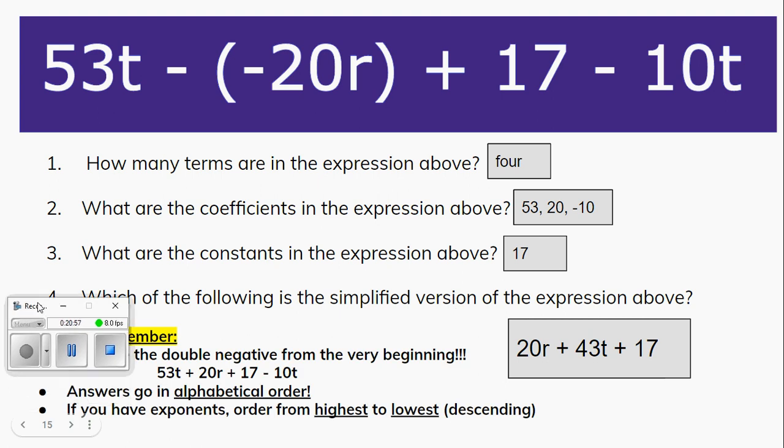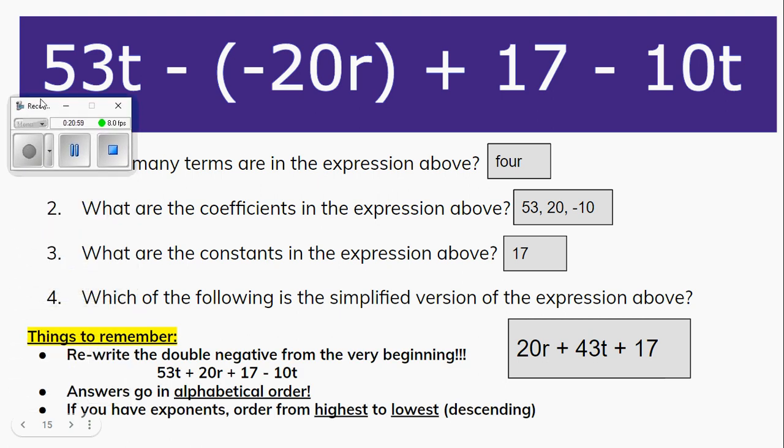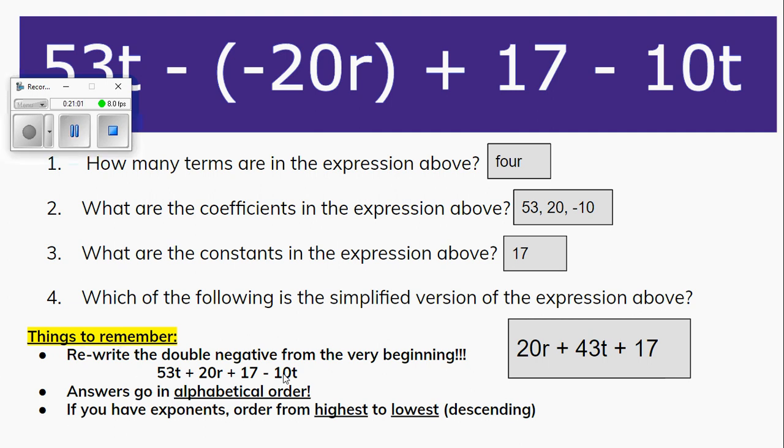Now again, in those things to remember, if you haven't already written that down, the answers are always in alphabetical order. Alphabetical order will always win. And if you have any exponents, remember to order them from highest to lowest. We don't have any here, but I just wanted to remind you of that. And in this problem, we had to rewrite the double negative from the very beginning. That minus the negative was really a plus 20R.